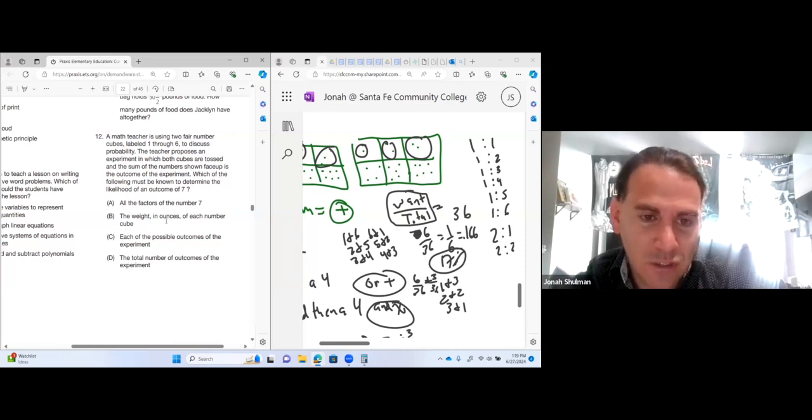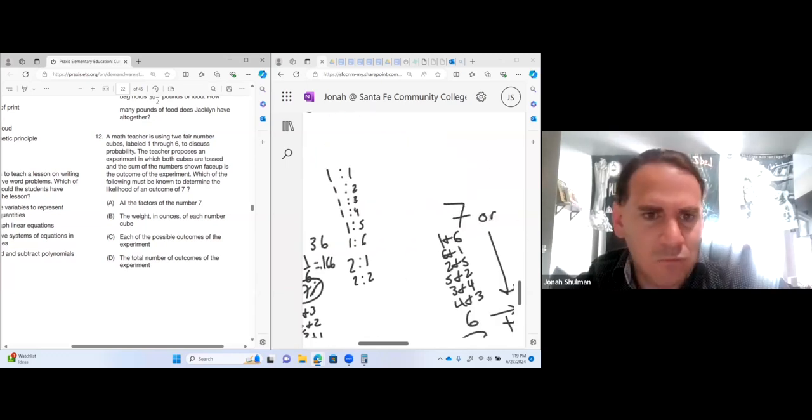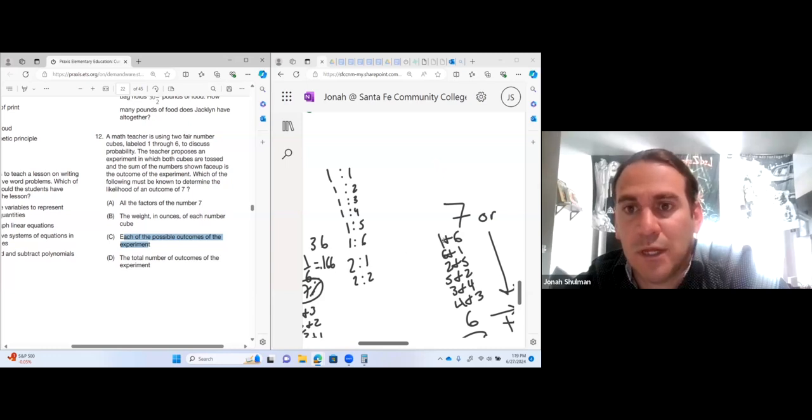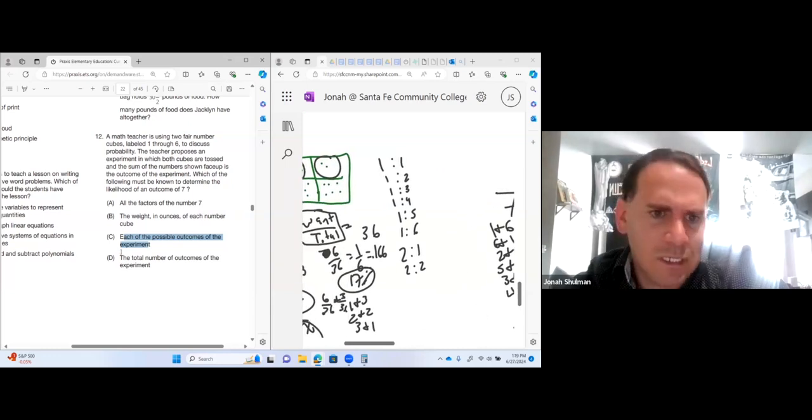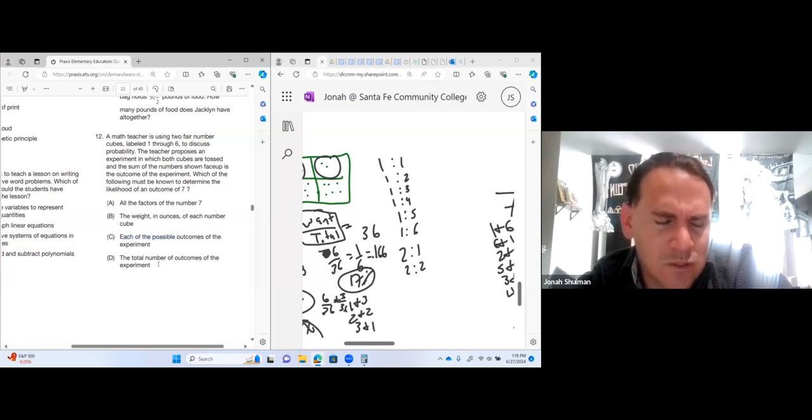The weight in ounces of the cubes. Nope. Each of the possible outcomes of the experiment. This is all of them. This is the bottom. We do need that too. All the factors of the number 7 is not it. We want each of the possible outcomes, because factors are like what numbers multiply to make a 7. So that's just 1 and 7. But we need each of the possible outcomes of the experiment and the total number of outcomes of the experiment. So we need both of these.